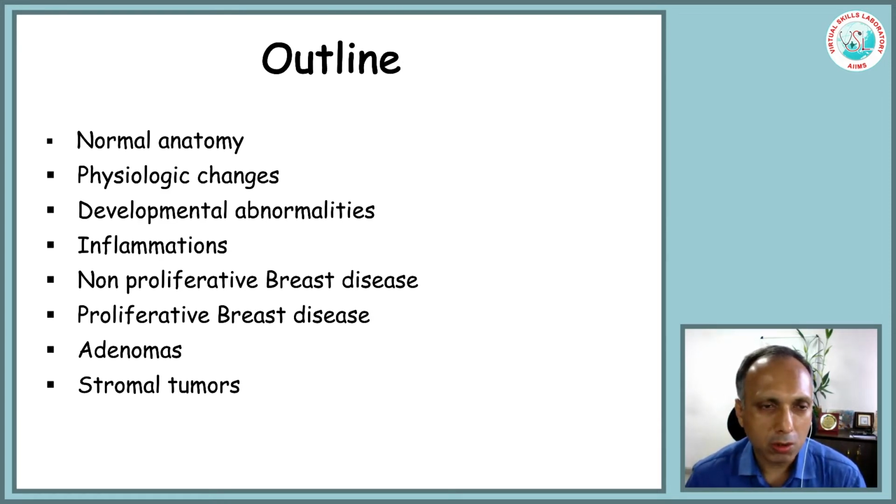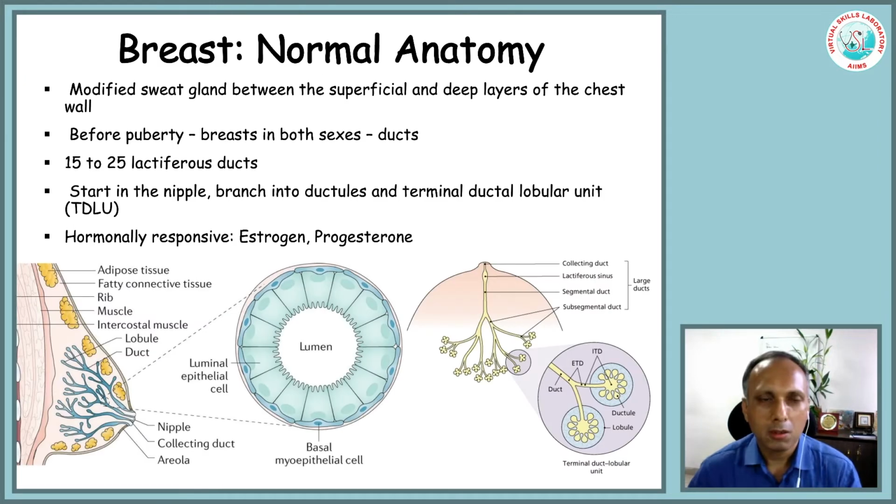The outline of my talk is going to be on the normal anatomy of the breast, physiological changes, developmental abnormalities, inflammations, non-proliferative breast disease, proliferative breast diseases, adenomas, and the benign stromal tumors. Now, most of what I talk about today is going to be pertaining to the female breast. However, one must remember that the male breast is also amenable to the same pathological changes, which I am going to briefly talk about, although their incidence is considerably lower.